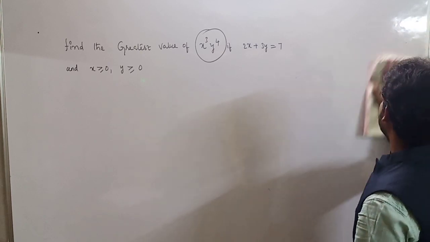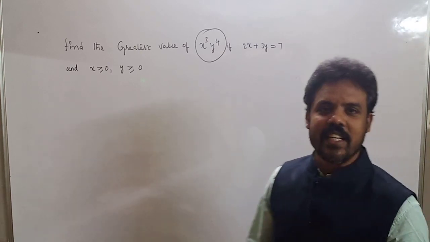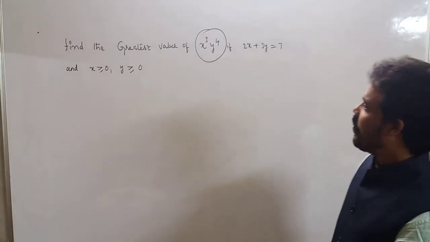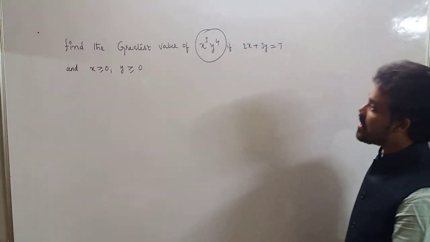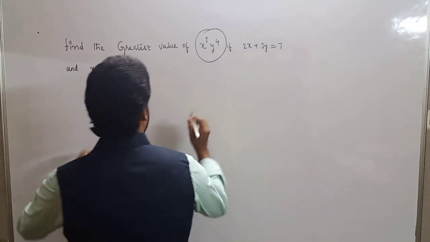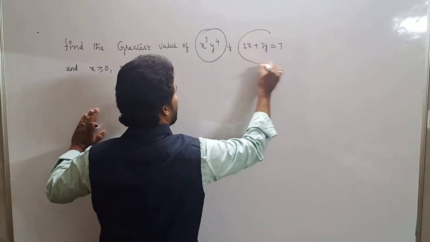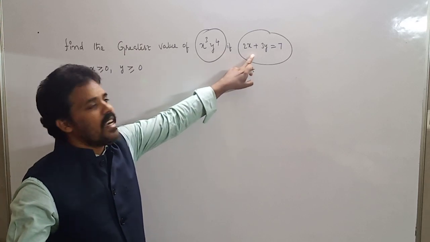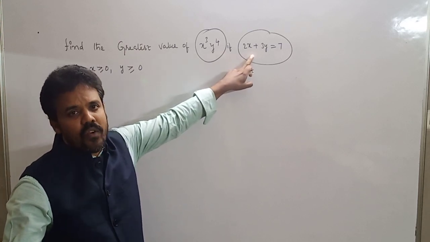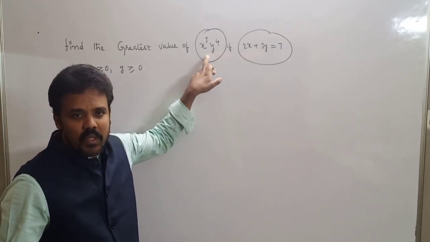Now boys and girls, my dear students, let us go for this. Find the greatest value of x cube y power 4 if 2x plus 3y is equal to 7. See, this is the condition given. Using this condition, we have to find the value of x cube y power 4.